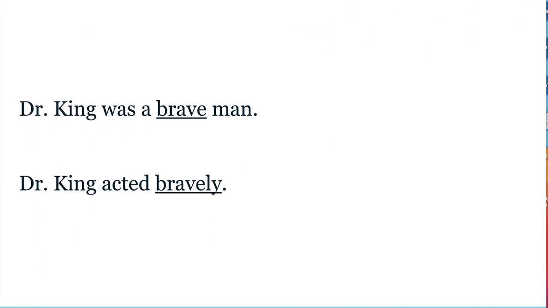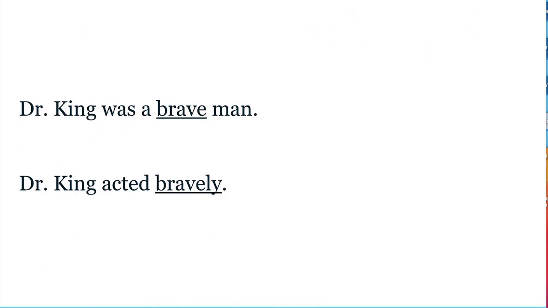Let's look at our two sentences. First we have, Dr. King was a brave man. Our second sentence says, Dr. King acted bravely. First, let's circle the word being described in both the sentences. Then we'll draw an arrow from that word to the descriptive word. So in our first sentence, we have brave underlined already.